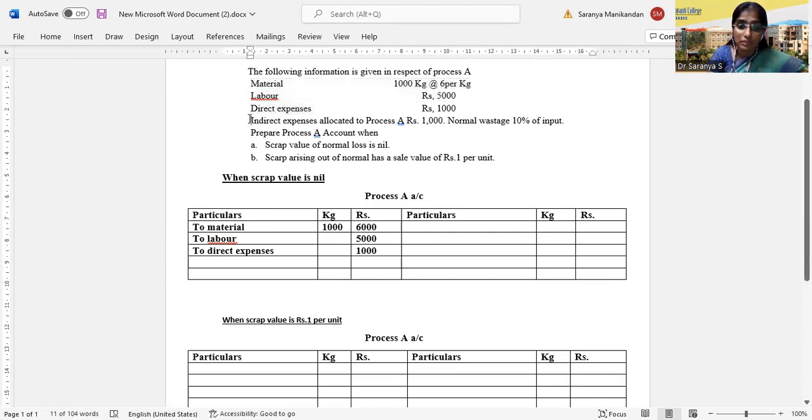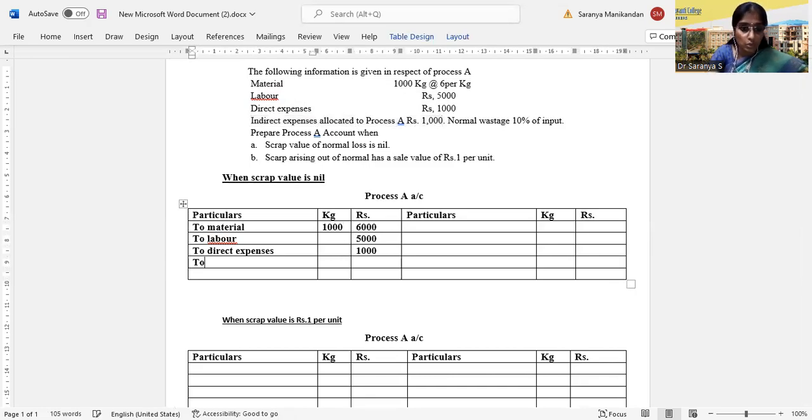We have one more expense given here: indirect expenses allocated to process A is rupees 1000. So to indirect expenses, 1000 rupees. By normal wastage, normal loss and abnormal loss will both be recorded on the credit side. Normal loss, how much is given? 10% of what? Of input. Input is 1000, so 1000 into 10% will become 100 kg. Here the scrap value is nil, so nothing is realized from the sale of normal wastage. So we are giving nil, a hyphen, here.